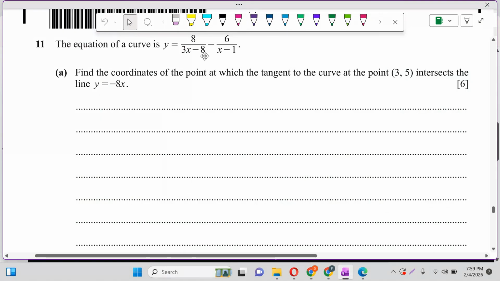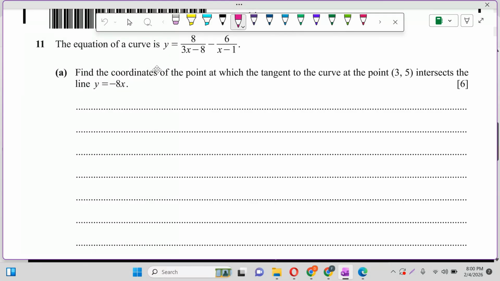The equation of the curve is y = 8/(3x - 8) - 6/(x - 1). Find the coordinates of the point at which the tangent to the curve at the point (3, 5) intersects the line y = -8x. The curve has the point (3, 5), and the tangent at this point intersects this line. So we need to find the intersecting point.